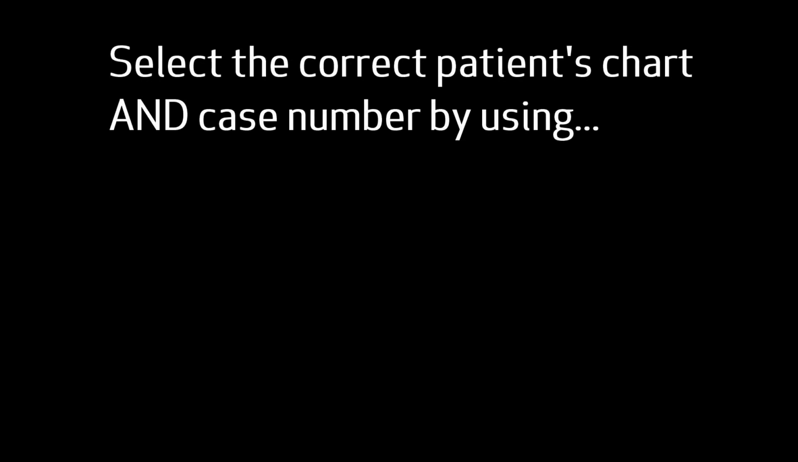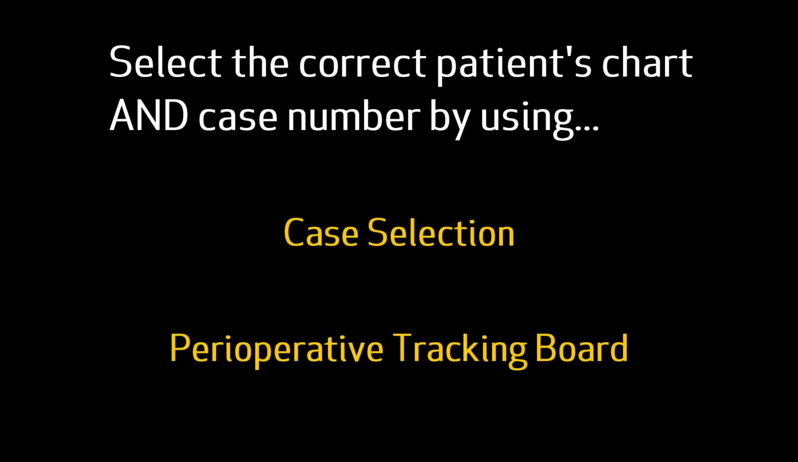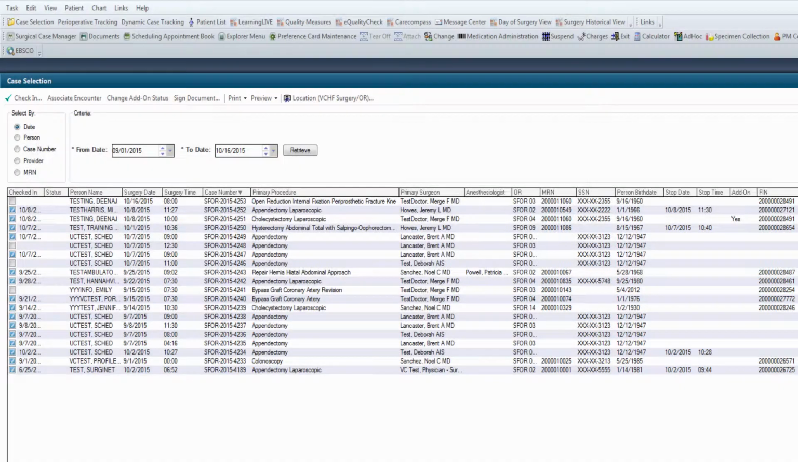The first item we will cover is how to select the correct patient's chart and case number that you will need to perform all of your surgical documentation within. This can be accomplished through either the case selection screen or perioperative tracking board. After logging into PowerChart, the first thing you will see is the case selection screen.